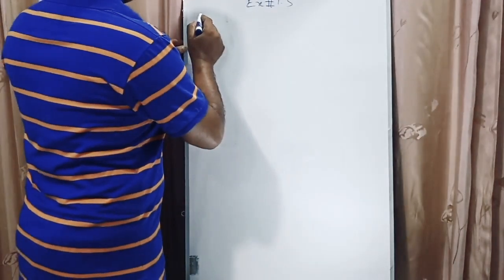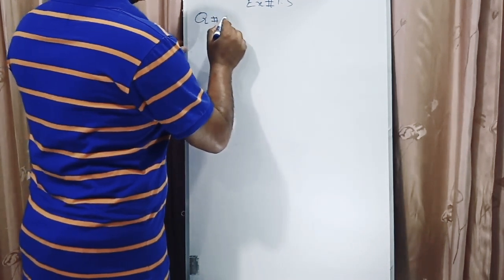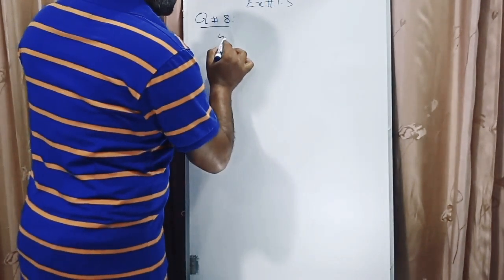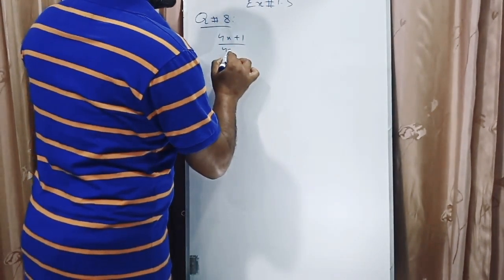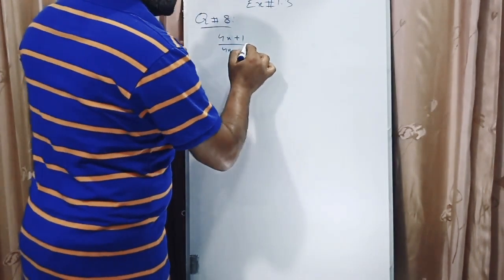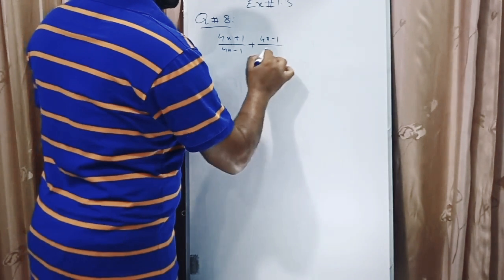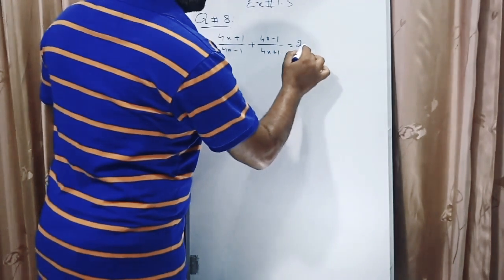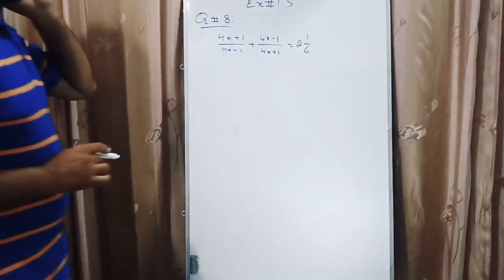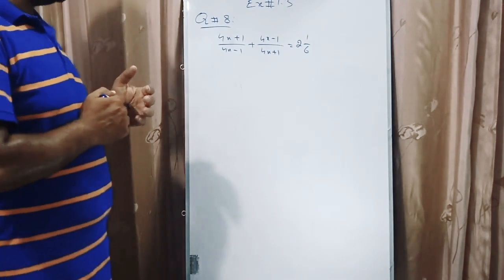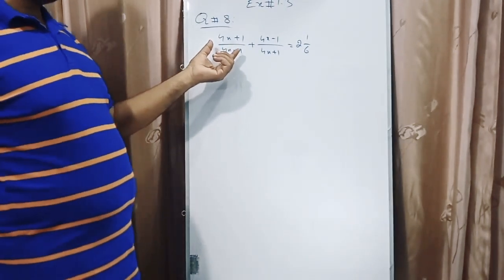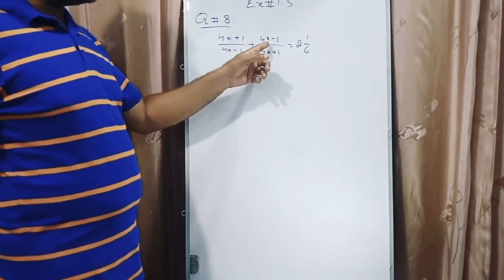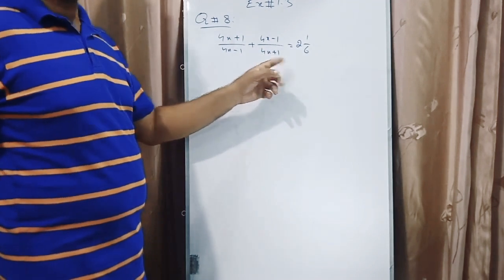We are going to solve question number 8 of exercise 1.3, and that is (4x plus 1) over (4x minus 1) plus (4x minus 1) over (4x plus 1), that is equal to 2 whole number 1 over 6. Students, look carefully at the question. The first term of this equation is (4x plus 1) over (4x minus 1), and the second term is (4x minus 1) over (4x plus 1).